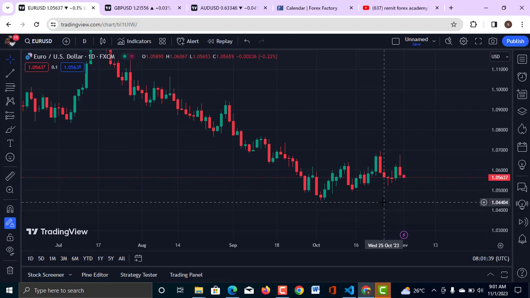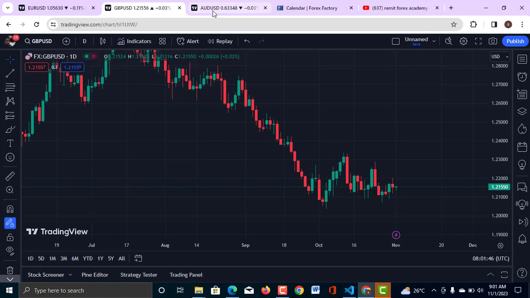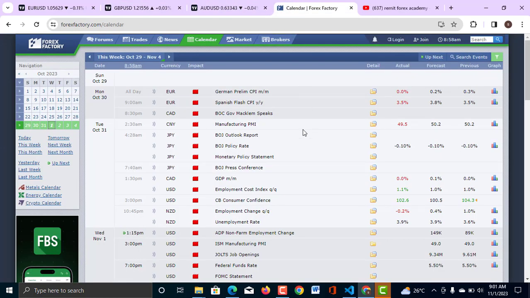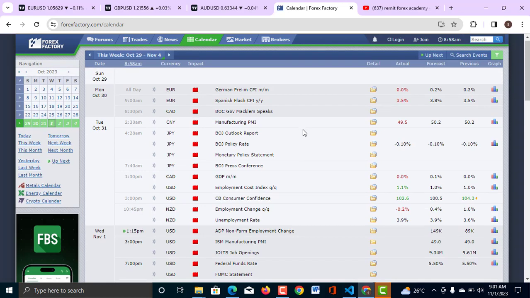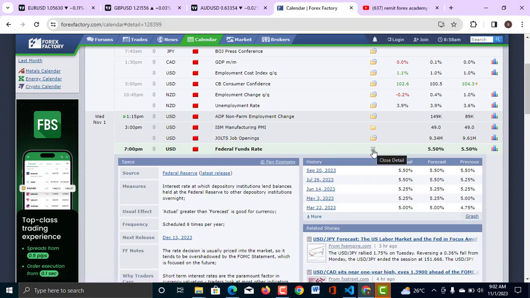The market right here on Euro USD is trading at 1.05637 at this very area, and I'll be talking about this in today's analysis, along with GBP USD and AUD USD. One most important thing that I want you to know today is that we are having a very important release today: the federal fund rate, on 1st November 2023. It's very important, guys, and I want to talk about what you should be expecting in your trading analysis after this release.